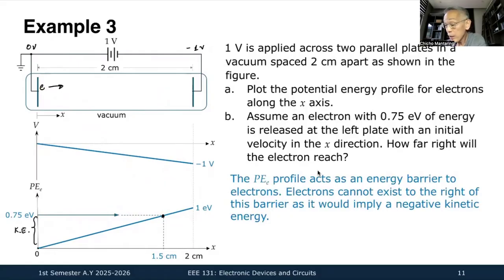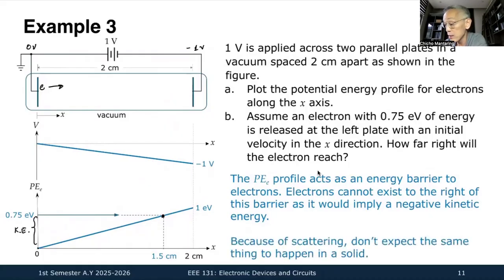What do we sometimes say? We say that this potential energy profile acts as an energy barrier. Why? Because your electron cannot exist to the right of this energy barrier, since that would mean that it would have negative kinetic energy. I hope that that concept is clear.